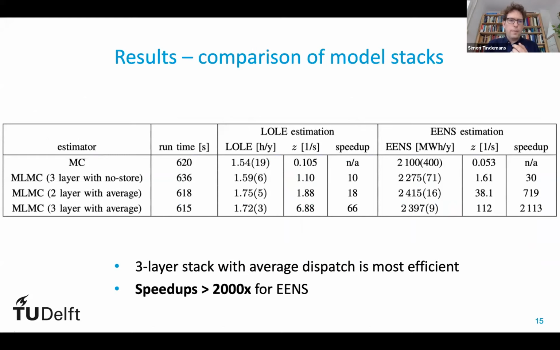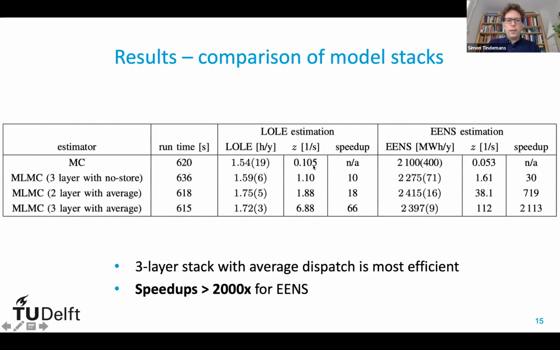Okay, so here are the results. There's a lot of information again here. On the left, you see the 4 various models, combinations that we picked. You see all of them have run for approximately 10 minutes or so. And here are the results we get for loss of load expectation estimation and EENS estimation. All of these results within their errors are essentially the same. But I want to draw your attention to this Z, this kind of speed factor.